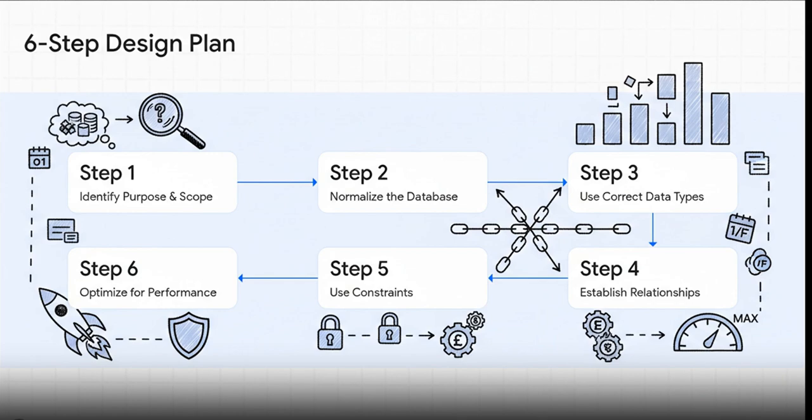Three, you pick the right data types. Is something a number or text or a date? Getting this right is so crucial for performance. Four, establish relationships. How does a customer actually connect to an order? Five, you use constraints, which are basically the rules that protect your data from getting messy. And finally, step six, you optimize for performance. You make sure everything runs fast.